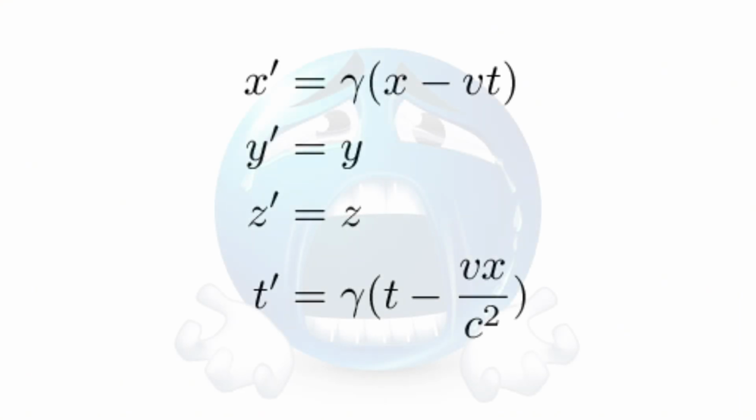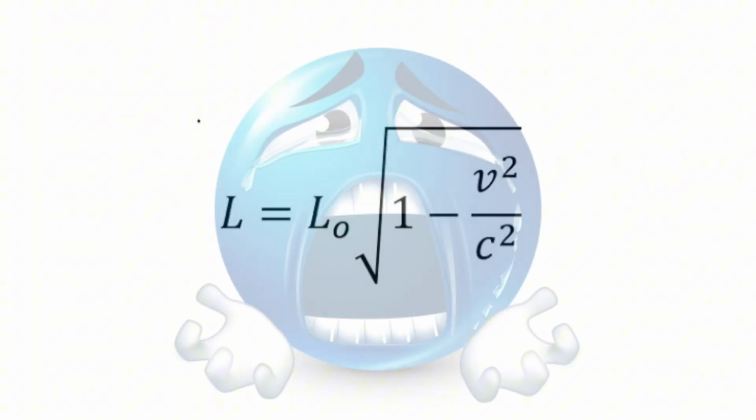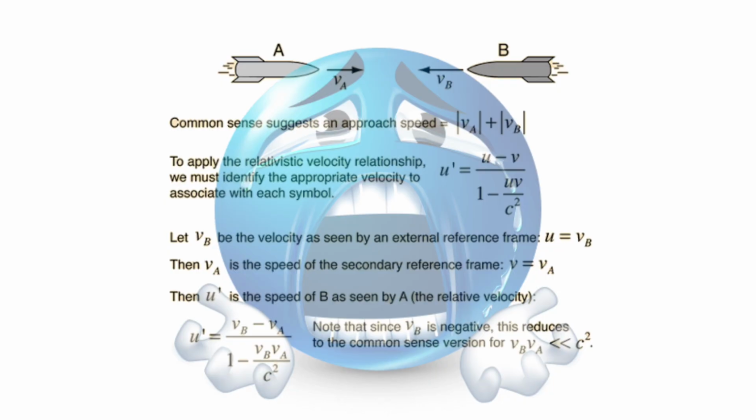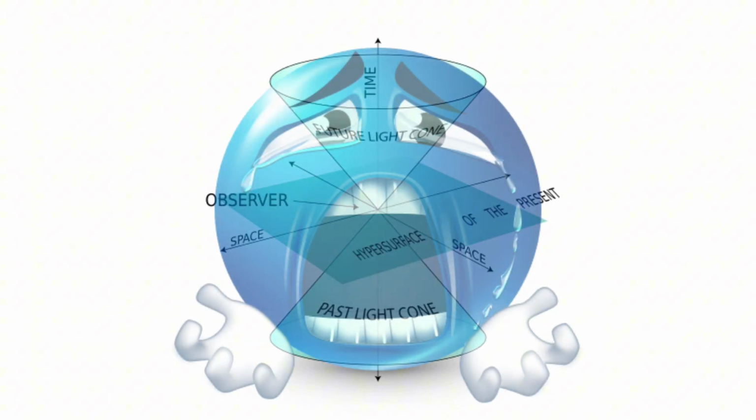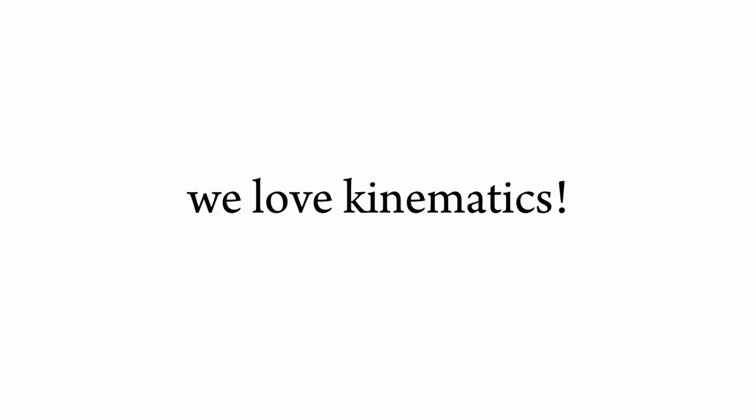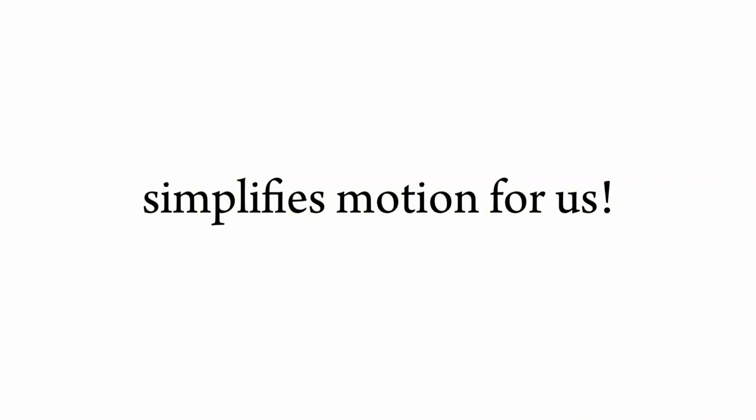So, we have to start using Lorentz transformations, time dilation, length contraction, velocity addition formulas, 4-vectors describing motion in space-time, and a lot more. Yeah, it's pretty crazy. Kinematics is a beautiful part of physics, and it helps us understand motion without worrying about the forces which create it.